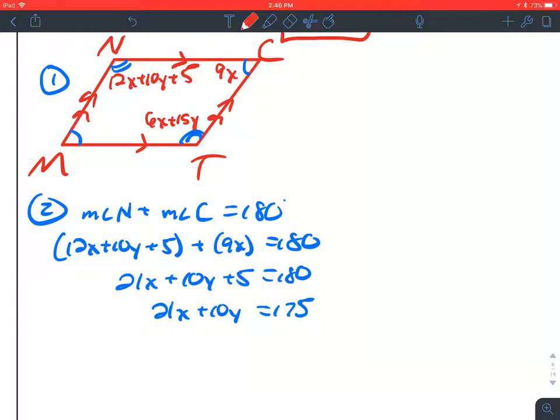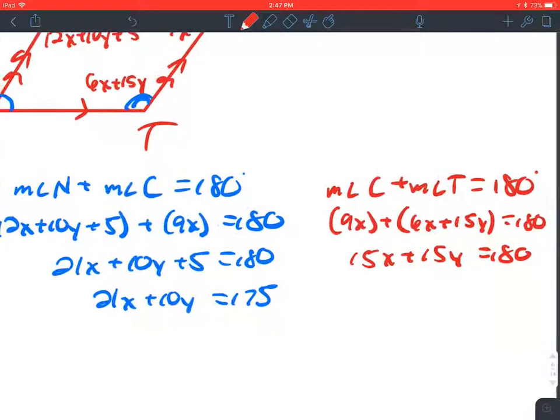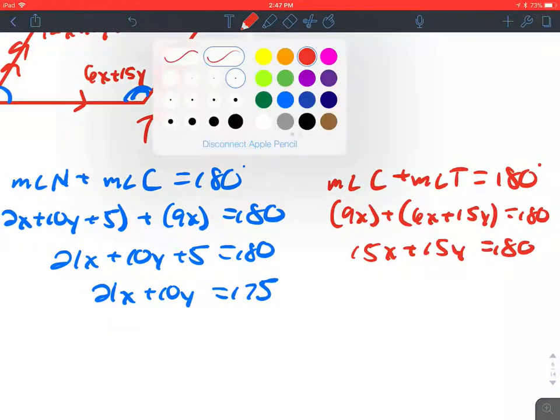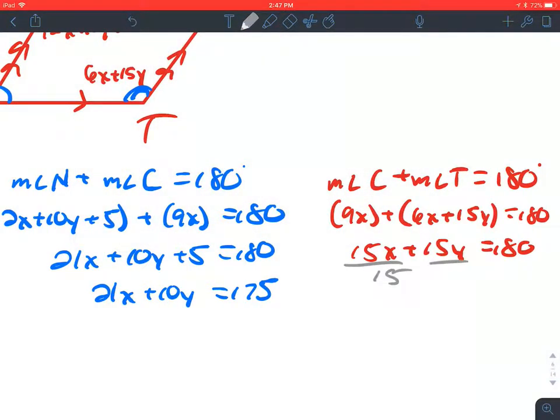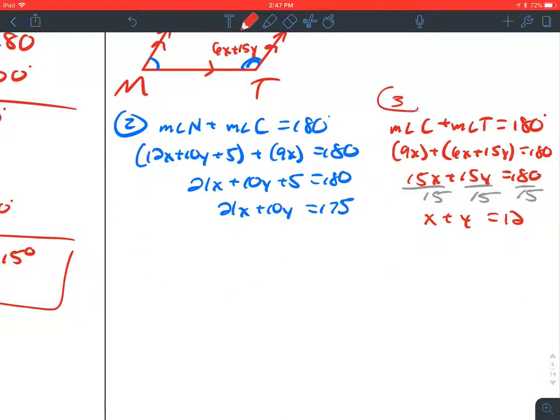So I could set measure of angle C plus the measure of angle T together. That equals 180. So 9x plus 6x plus 15y. That's going to be 15x plus 15y equals 180. Now I recognize I can divide each of those terms by 15 to get smaller numbers. Not something you have to do, but it's something I'm choosing to do. That ends up being x plus y equals 12. So that's step 3.